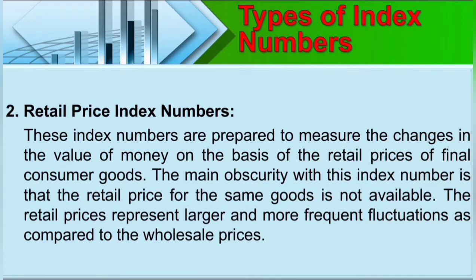Types of index numbers. Number 2. Retail price index numbers. These index numbers are prepared to measure the changes in the value of money on the basis of the retail prices of final consumer goods.